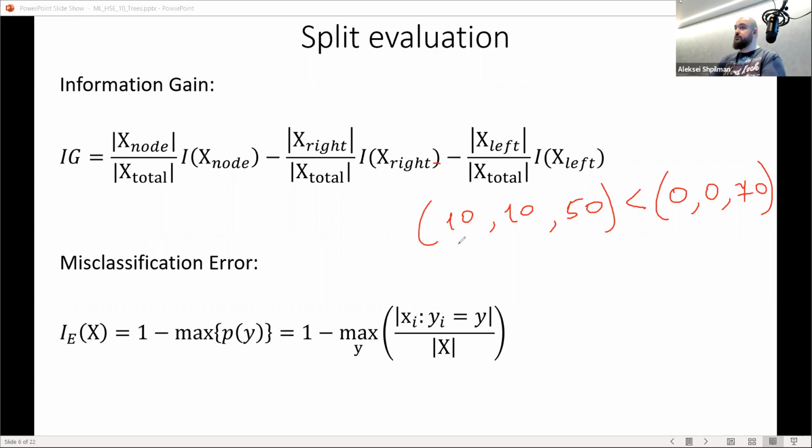Have you heard of entropy? Yes, good. Entropy, right? So entropy is worst when everything is spread evenly. 70 is not actually divided by 3, but if all classes are exactly the same, this is the worst entropy. And the best entropy is 0 when all belong to the same class.